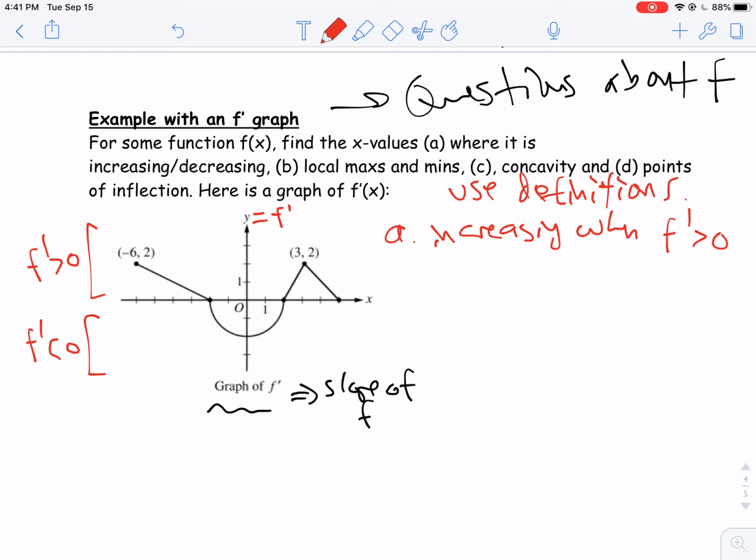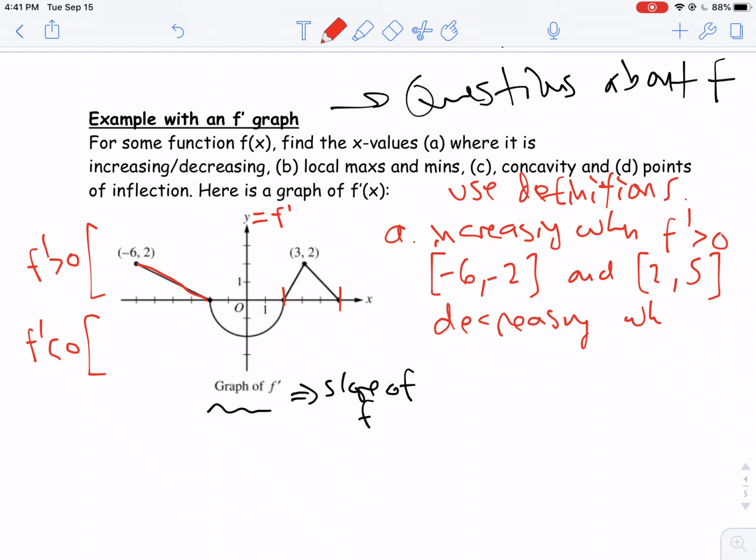So that happens here from -6 to -2. And we're also above the graph, it looks like from 2 all the way up to 5. Okay. So that sounds good. As for where we're decreasing, we are decreasing when that first derivative is less than 0. My first derivative is less than 0 anytime I'm below the axis here. So that happens on the interval from -2 to 2. Again, we use closed brackets for increasing, decreasing.